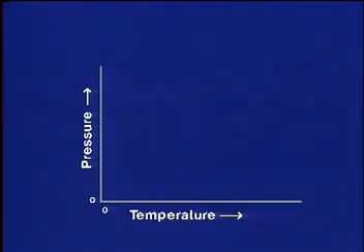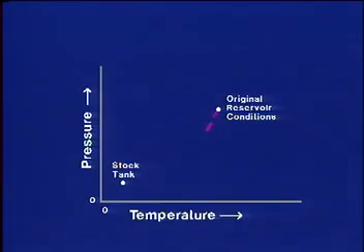Let's look at this on a plot of pressure versus temperature. Initially, the pressure-temperature path followed by the fluids is between original reservoir conditions and stock tank conditions. Later, after some production has occurred, it is from a lower reservoir pressure. In order to manage our reservoir properly, we need to know how the fluid properties change both in our reservoir and as they come to the surface during production.